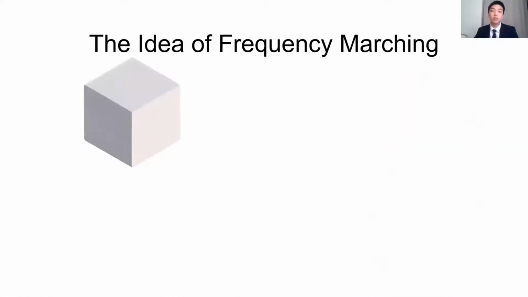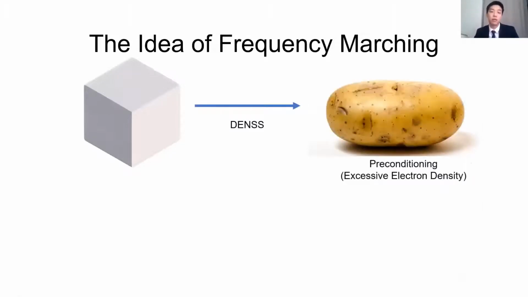So with DENSS, we obtain a 3-dimensional shape. Let's just call it a potato, representing the excess electron density in 3D. I would also like to remind you that the scattering angle Q corresponds to the real space resolution: the higher Q you go, the higher real space resolution you get. The idea of frequency matching is carving this low resolution potato using an array of spoons of different sizes.